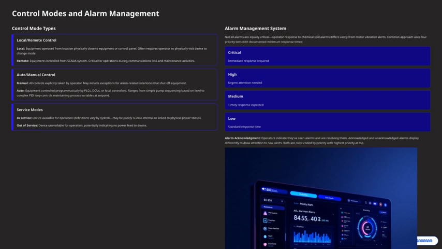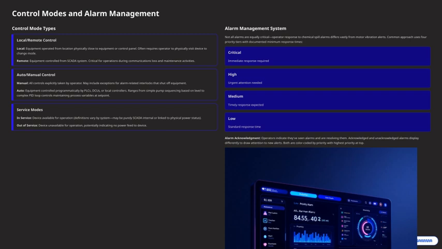Speaking of priorities, response times vary depending on how critical the alarm is. For low-priority alarms, a timely response is expected, but they don't require immediate action. Medium-priority alarms need urgent attention, so we should respond quickly. High-priority alarms demand immediate response to prevent escalation, and critical alarms are the most serious, requiring instant action.